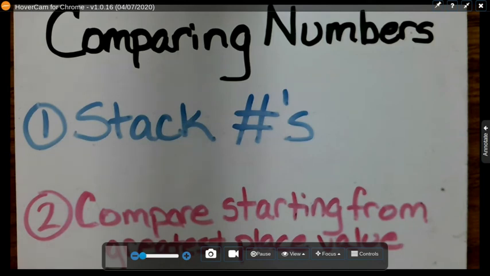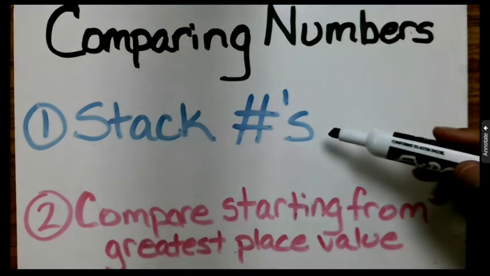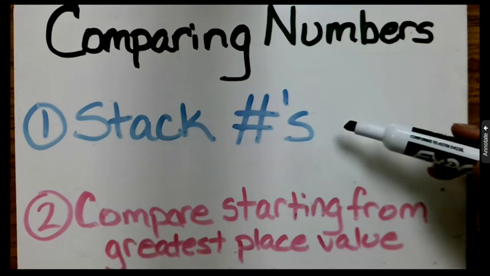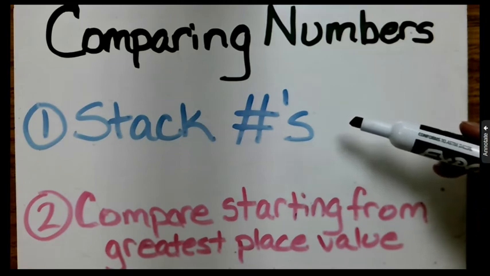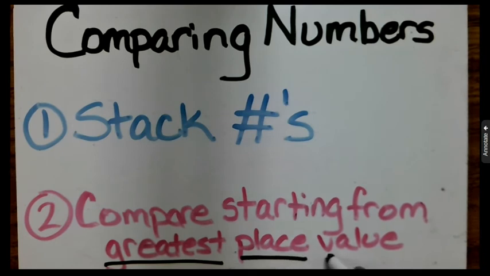Today we're going to be working on comparing numbers. And in order to compare numbers, we're going to remember to do two things. First, we are going to stack our numbers. We're going to make sure we line them up from the ones place on. Then the second thing we're going to do is compare our numbers starting from the greatest place value.